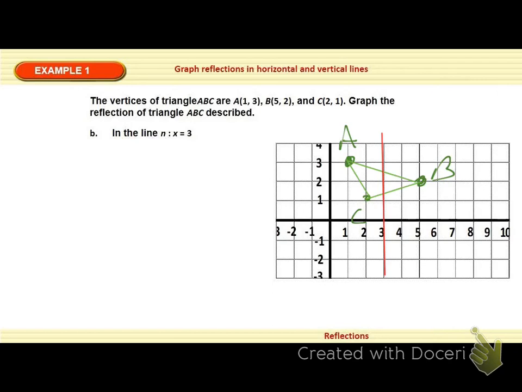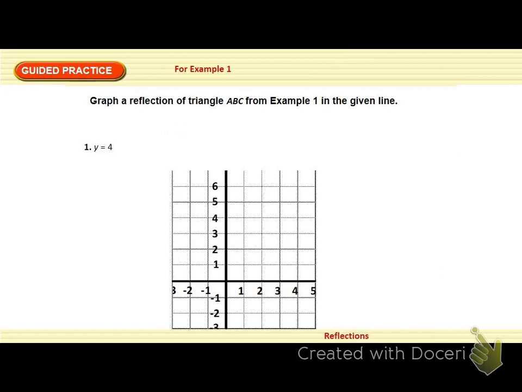So to the line of reflection, A is still 2 units away, even though we're traveling in a horizontal direction. So since A is 2 units away, we go 2 units the other side, and A prime ends up being right there. C is 1 unit away, so go 1 unit on the other side and you get C prime. B is 2 units away, so go on the other side, B prime. And there's your new triangle, which just turns around that line of reflection. Okay? So that's the easiest way to do that if we're reflecting over a vertical or a horizontal line.